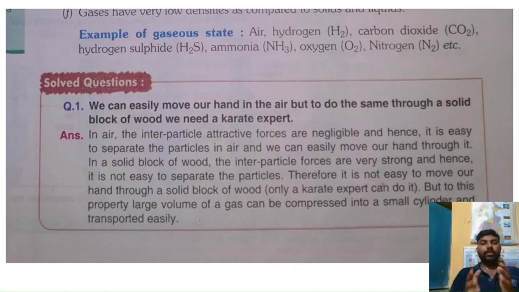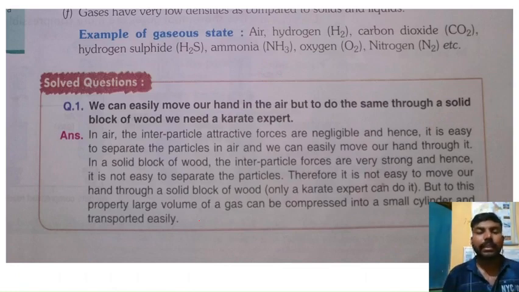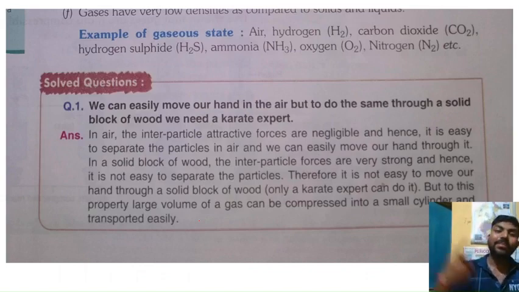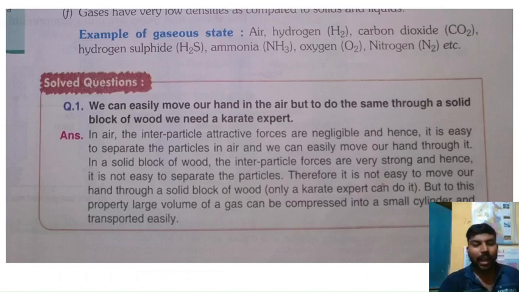Now, examples of gases I should not need to tell you, because everyone knows that air itself is a gas. Hydrogen, carbon dioxide, hydrogen sulfide, a lot of gases are there. These are examples of gases. Now here is one very good question, I hope you have also seen it. We can easily move our hand in air like this, but we cannot move it through a solid.